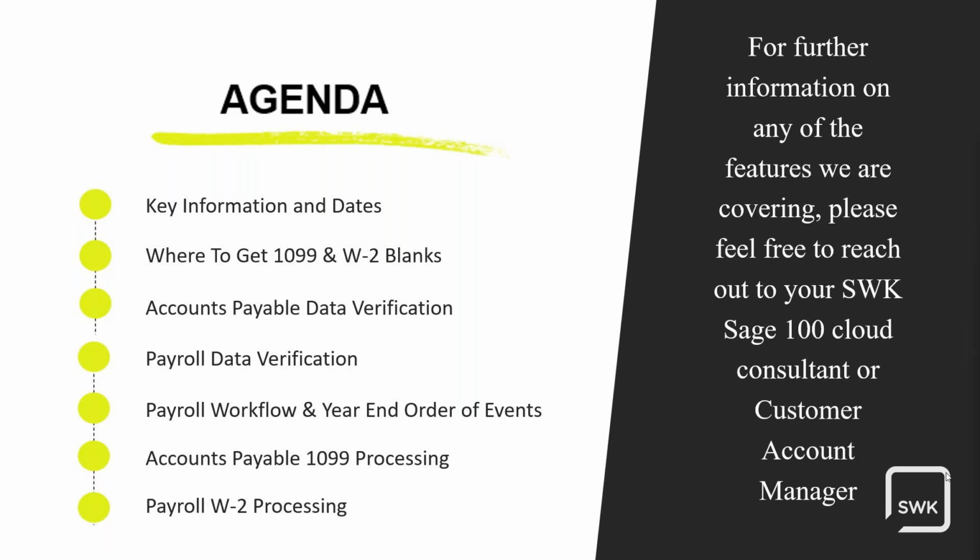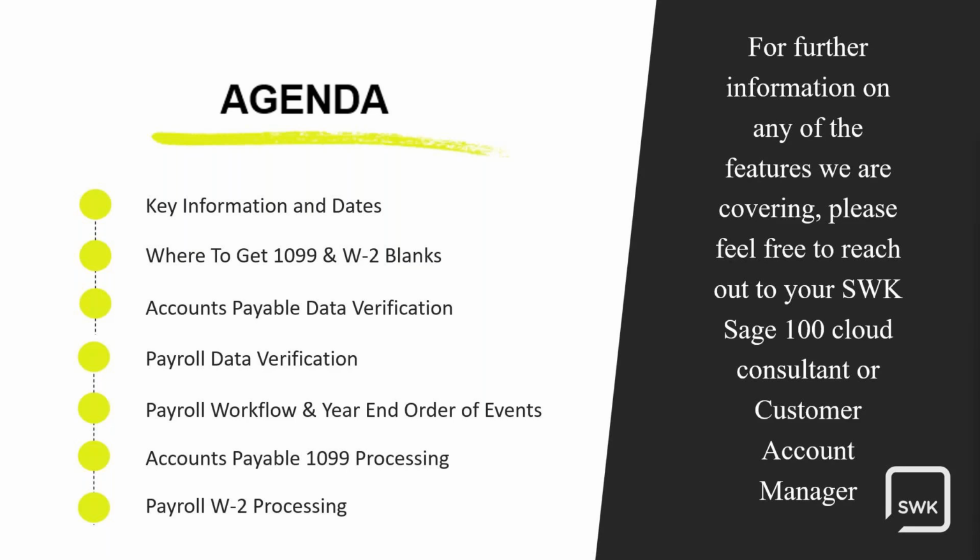Thanks, Courtney. Hi, everybody. I can't believe it's that time of year already. Here we are at the end of the year getting ready to do our 1099s and W-2s. We're going to talk today about how to do those things in Sage 100. I have a few slides to share with you, but most of the time is going to be spent in the software so I can show you exactly how everything works. And I'm going to give you some resources, places that you can find some help as well if you need some. And of course, as Courtney said, you can get help through this webinar. You can reach out to your Sage 100 consultant or customer account manager here at SWK. However you need to reach out to get the help you need, please feel free.